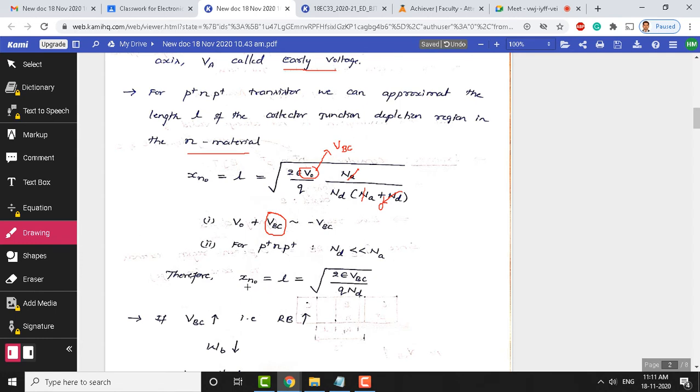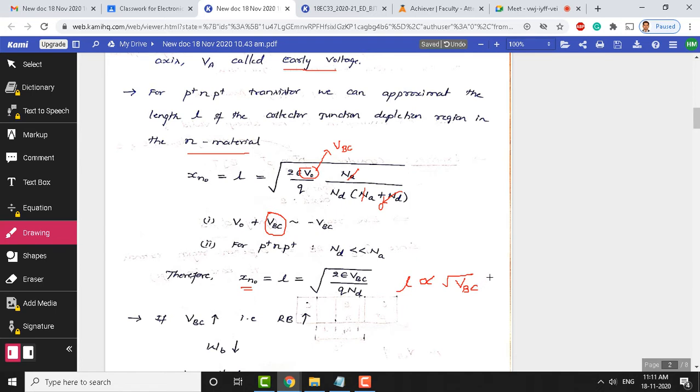The final equation for x n naught, which is equal to small l, is given by the square root of 2 epsilon VBC divided by Q times ND. So, this we can write now: this l is proportional to the square root of VBC. That means the reverse voltage that we apply is proportional to l here.